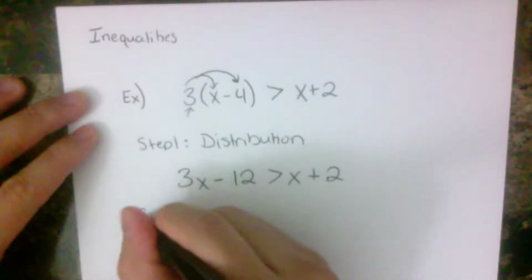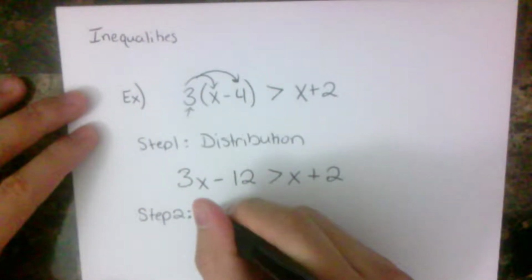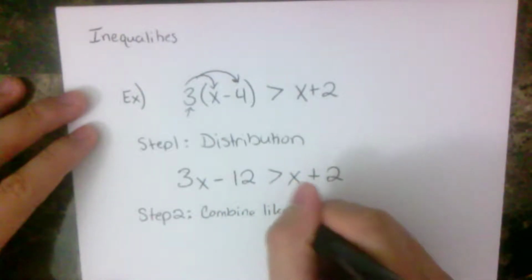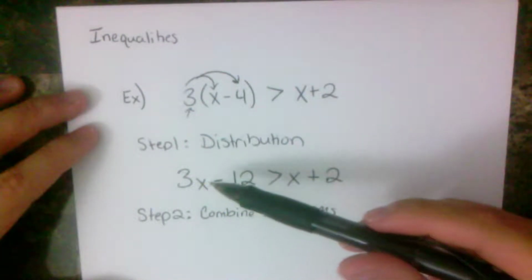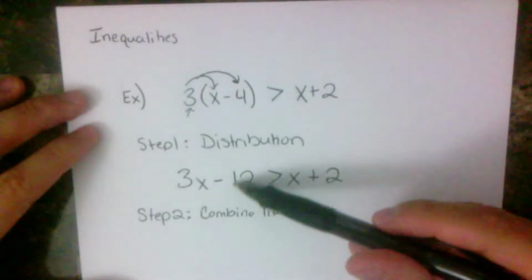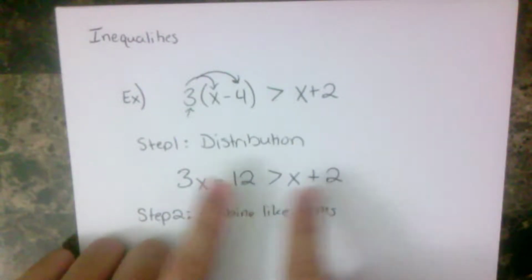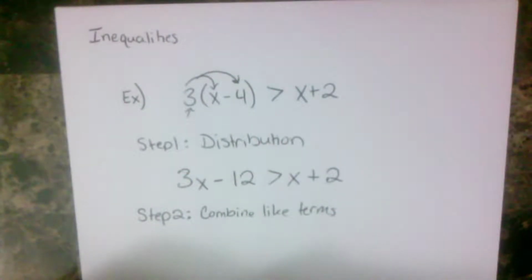Next, step 2, you're going to want to combine like terms. Okay. So combine like terms. Typically, you want to get your x's both to one side of this and your things without x's to the other side. So again, you want just regular numbers on one side and then the x's on the other side. You want to separate them as best you can.